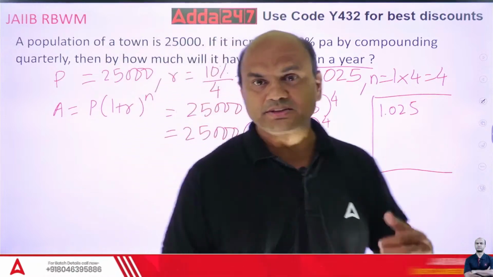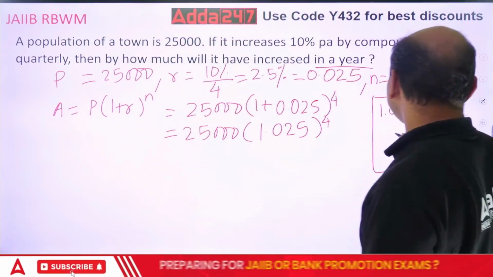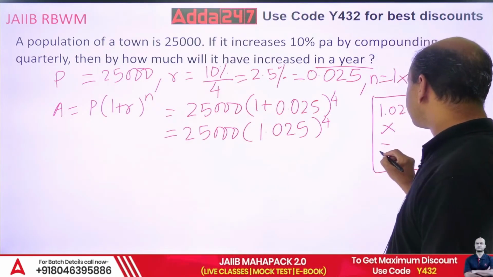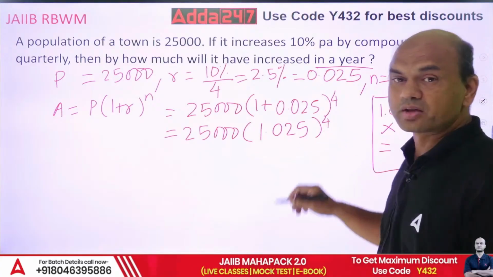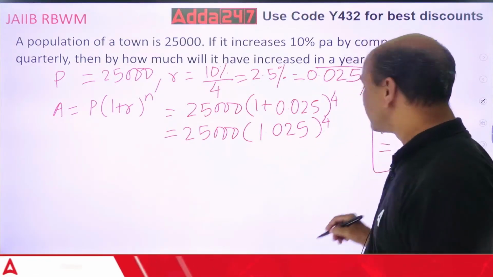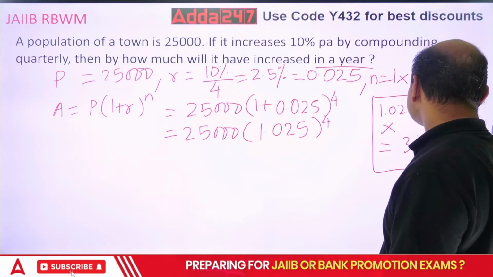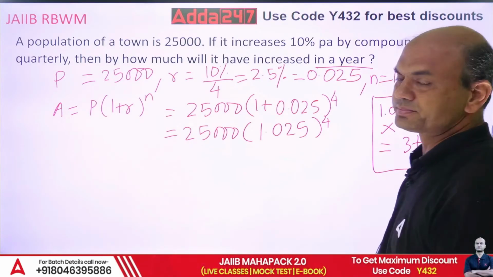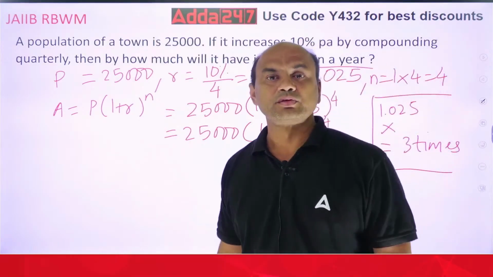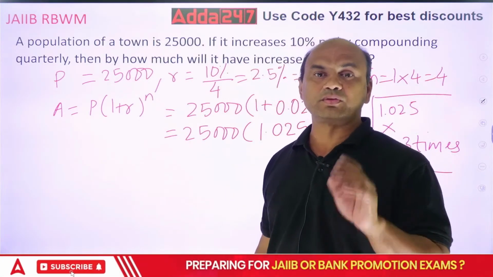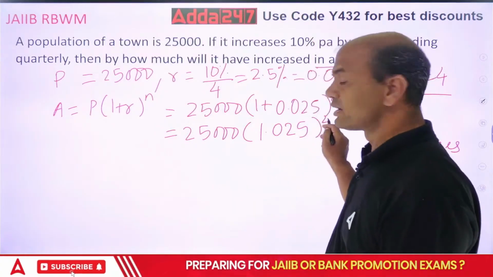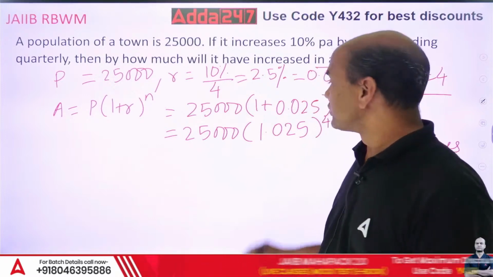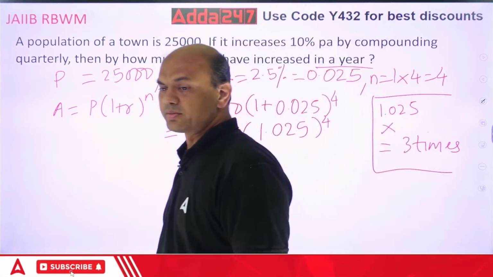So 1.025, then press into, and then press equal to 4 times. How many times are required over here? 4. So press it 1 less, 3 times. Press equal to 3 times. Whatever is required over here, one number less than that you have to press. So now do it, everyone. Give me the answer.